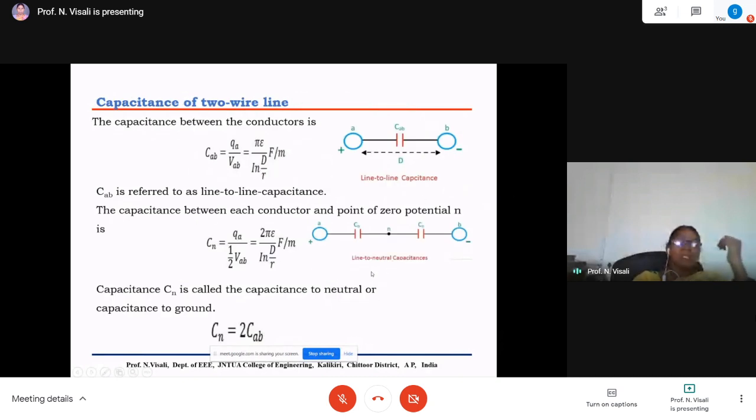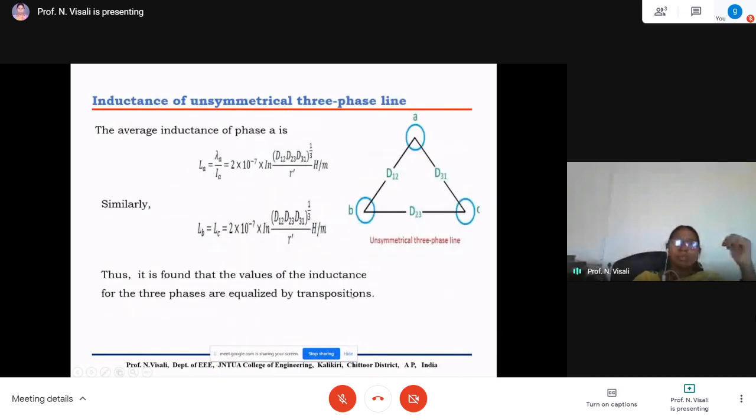Then come to the inductance. The derivation of these equations and a number of problems are already available in the textbooks, so that's why I'm not giving much discussion on the derivation part. I have given only the equation part and explained how we are getting all this.